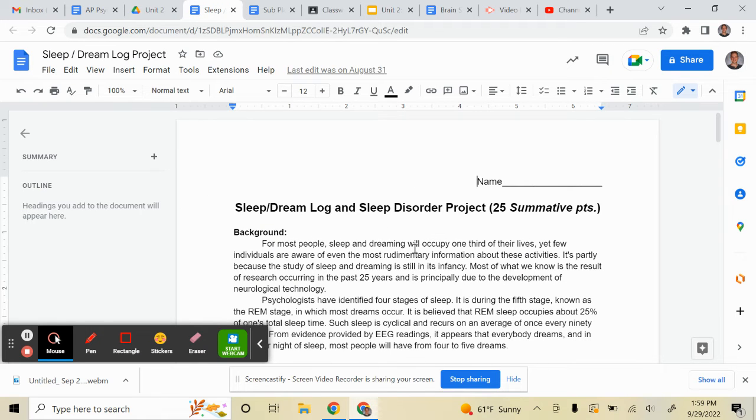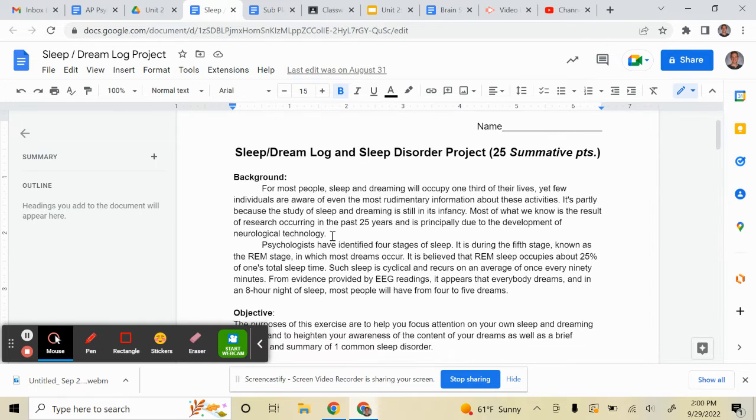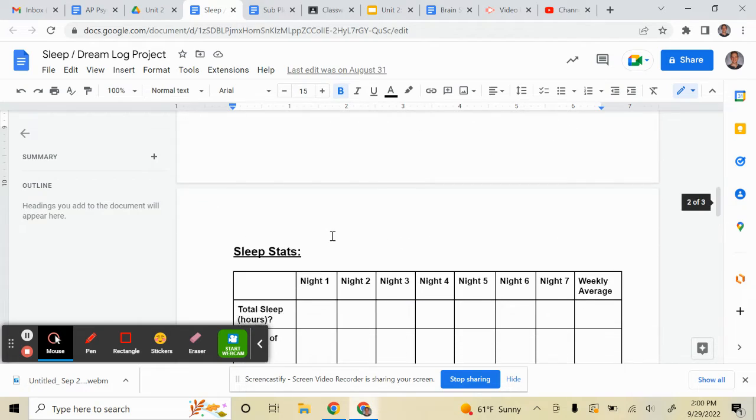As I have told you before, I like to throw in one summative assignment that is more of a project based thing. So this is going to be Unit 2's summative project that's worth 25 points. We're going to do a sleep and dream log, and I thought I would have some time to introduce it now. I do have paper copies of this printed off towards the front of the room, and if the sub wants to pass these out to whoever wants a paper copy, you can grab this.